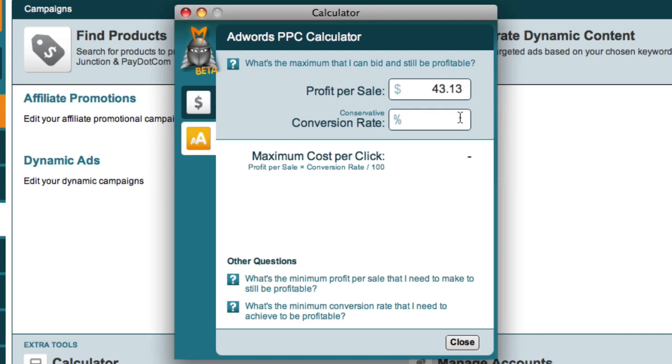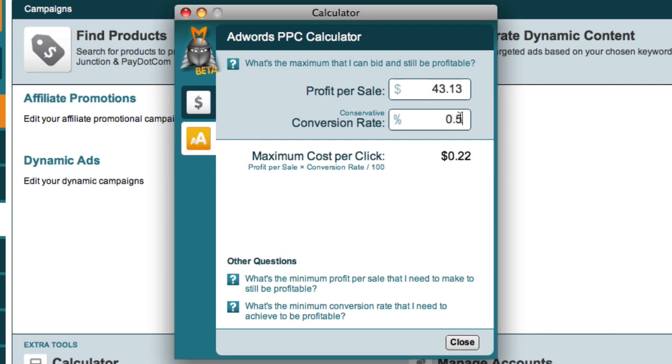So now, using the Adwords Calculator, I can enter in my profit per sale of $43.13. The next field asks me for a conversion rate. Now unfortunately, most websites don't disclose their conversion rate, so the best thing to use here when you're just getting started is a conservative value of, let's say, 0.5%.